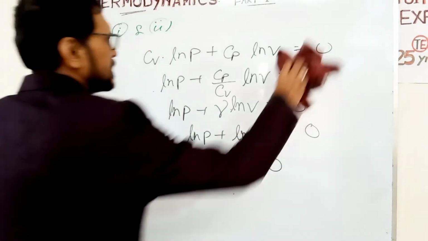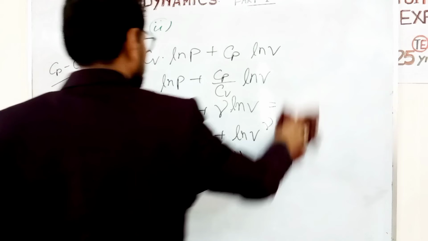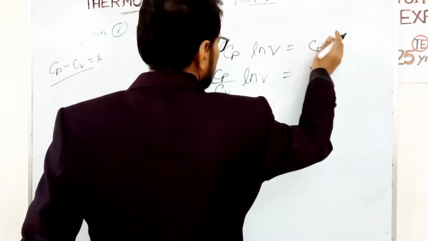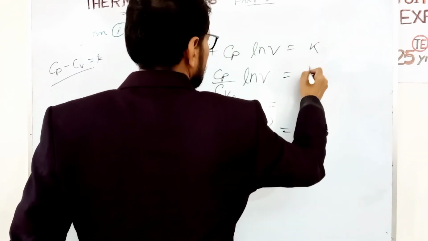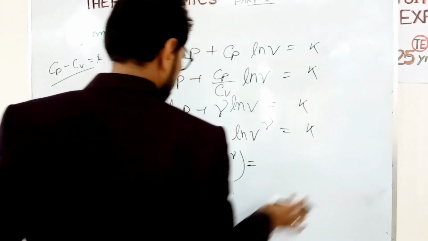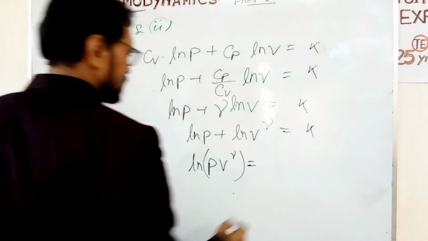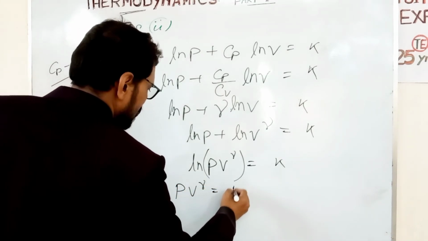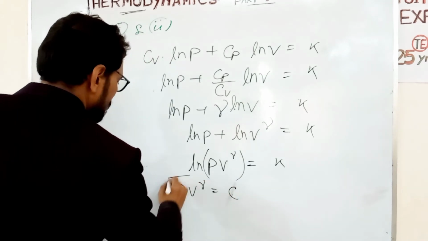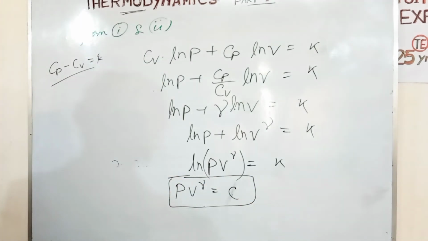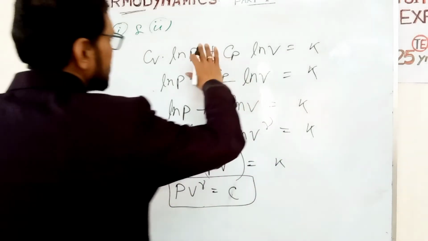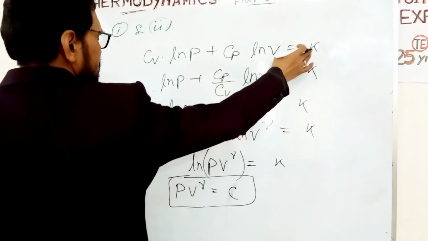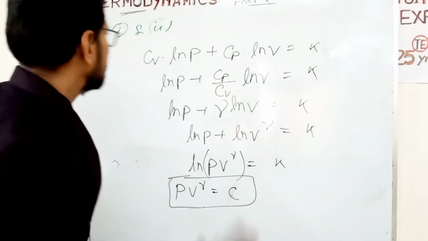If we integrate both sides, this will be a constant, suppose k. So P V to the power gamma equal to e to the power k, which is equal to another constant C. So P V to the power gamma equal to constant comes in this way. This is the derivation of P V to the power gamma. On integrating, the right side is not 0 but another constant k.